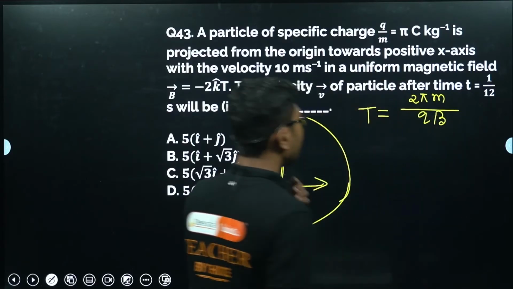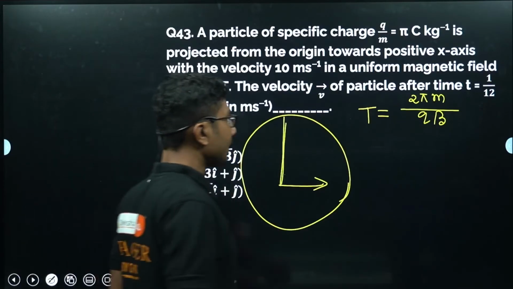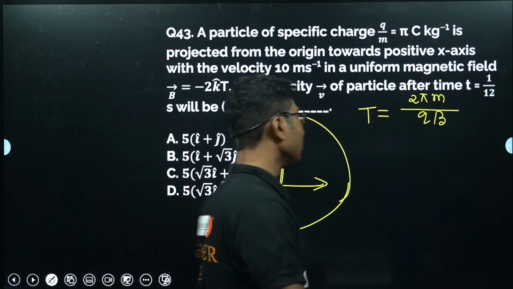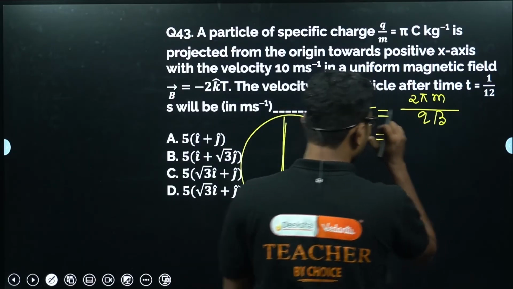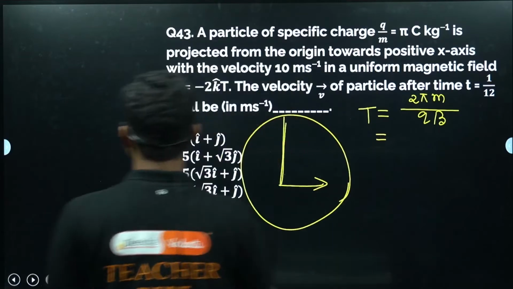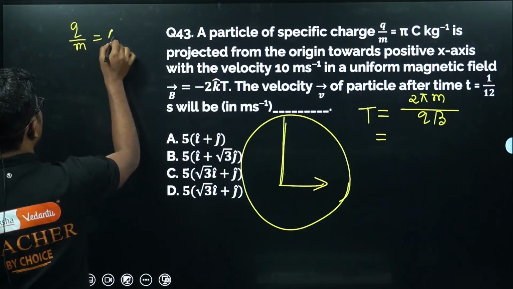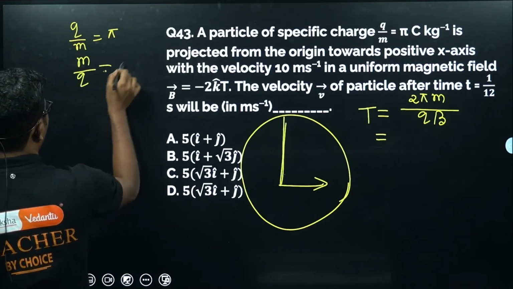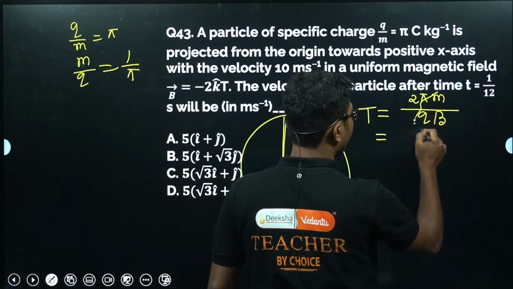This is the time period of the particle moving in a circular motion placed in a magnetic field. Okay, you have to know this formula. Now, for the given charge, q by m is given as pi. So, q by m is pi. So, what is m by q? 1 by pi. So, if you see here, it is m by q, right?